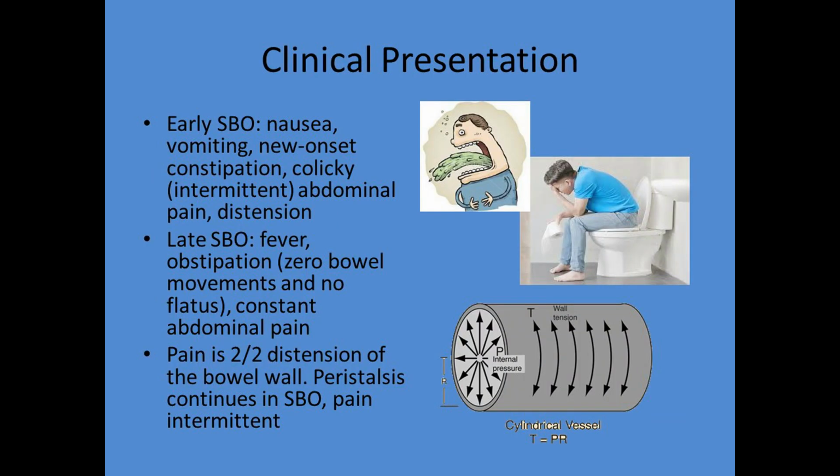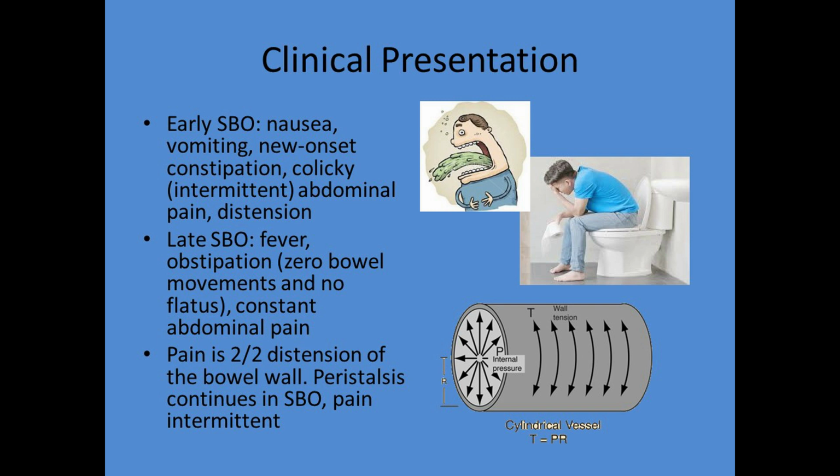So the clinical presentation for an early small bowel obstruction, as opposed to late, is usually nausea, vomiting, with new onset constipation, as well as colicky, intermittent abdominal pain and distension. A late small bowel obstruction is typically characterized by fever, obstipation, which is 0 bowel movements, and no flatus, as well as constant abdominal pain. The pain is secondary to distension of the bowel wall.